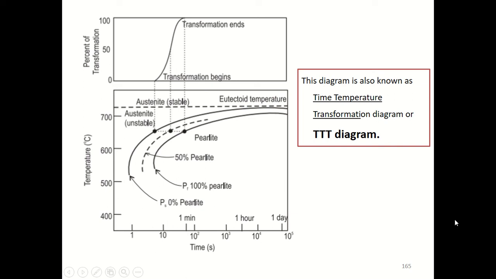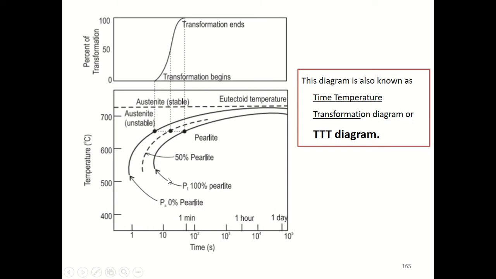So this is a temperature, this is a time. There is a solid curve on the left, a solid curve on the right and the dashed curve. So what each represents, let us see. The solid curve on the left side is the PS curve, which represents the time required at each temperature to begin the transformation to pearlite, the pearlite transformation begin curve.